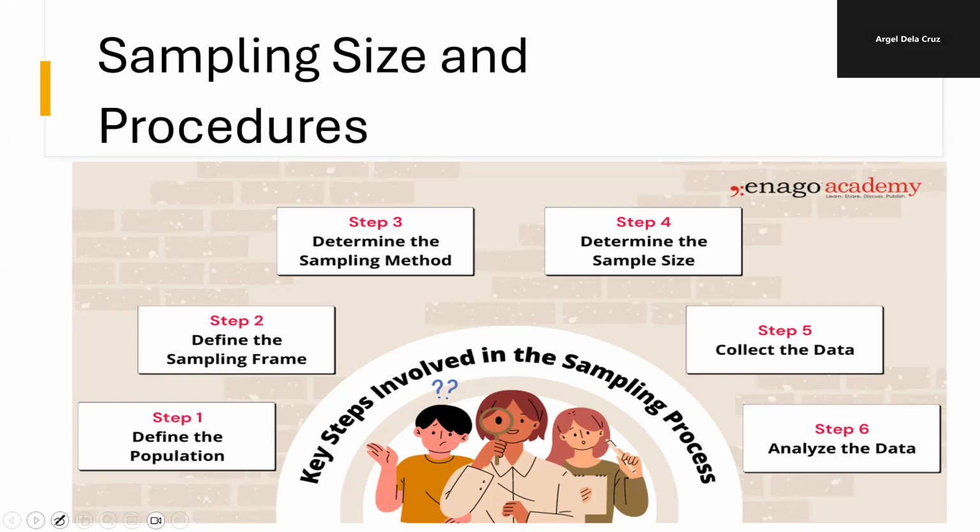Kasi your sampling method will impact your sample size depending on the technique or the method you have used. And last but not the least, of course, determining the sample size and collection of data and analysis of data. Okay, next.